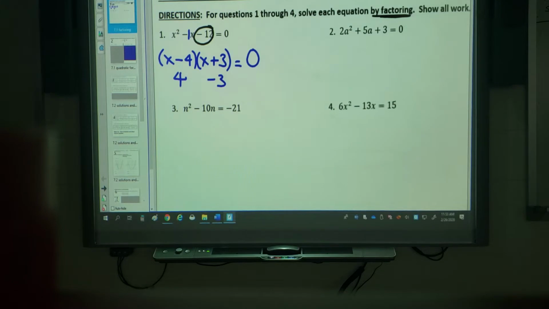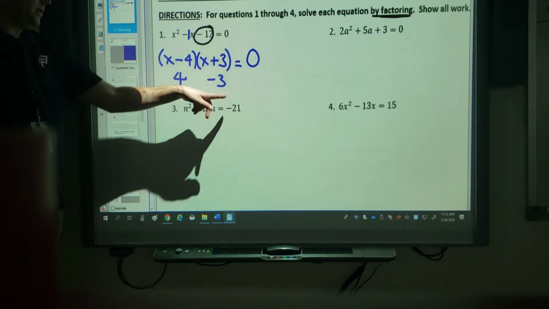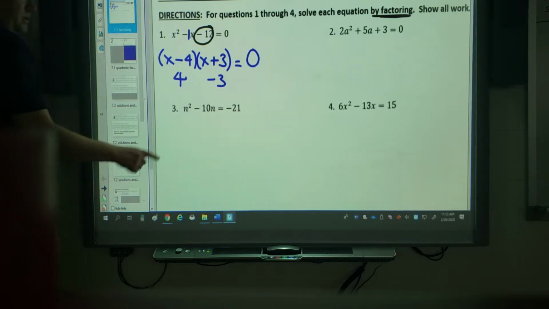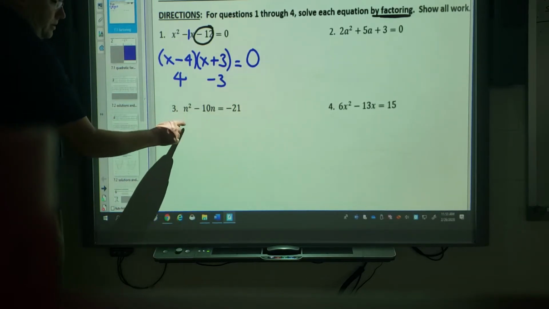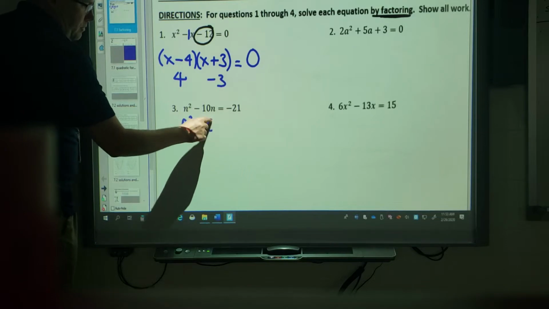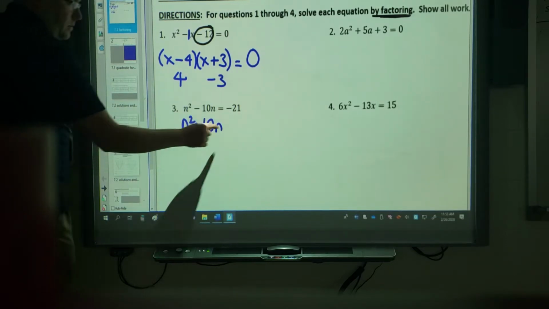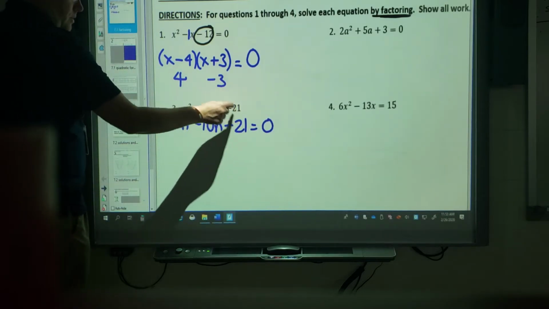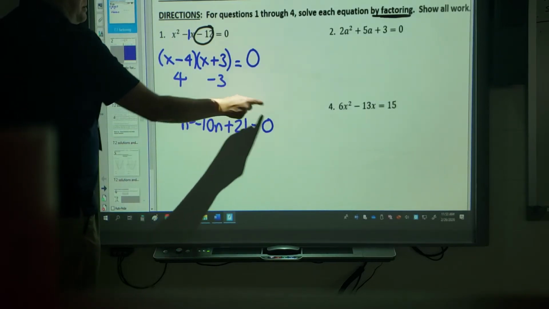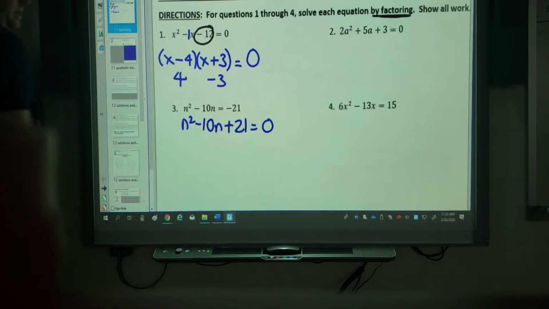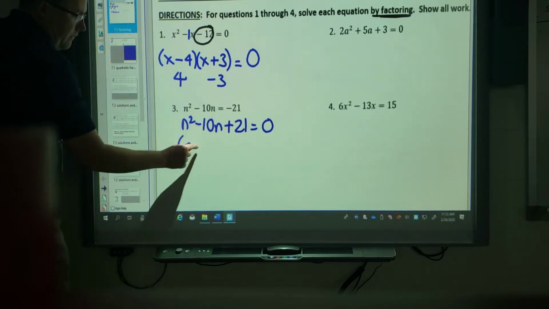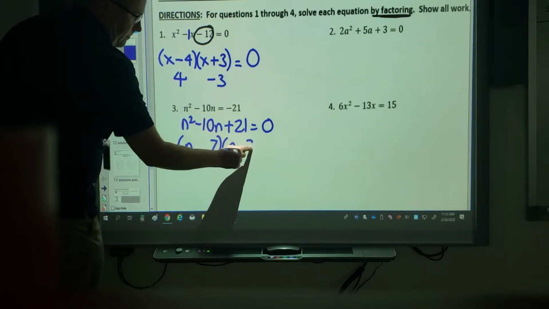Now I'm going to do number 3 first because it's closer than 2 and 4 are, as in it starts with just n squared rather than a number at the start. If it doesn't equal 0, then the first thing you need to do is you need to make it equal 0. So the opposite of negative 21 is positive 21. So if I add 21 to both sides, negative 21 and 21 gives me 0, but I also end up with that positive 21. So numbers that multiply to make 21 and also add to make 10, hopefully you find 7 and 3 pretty quickly.